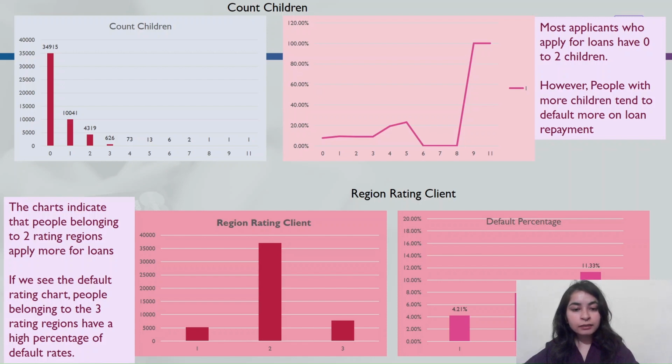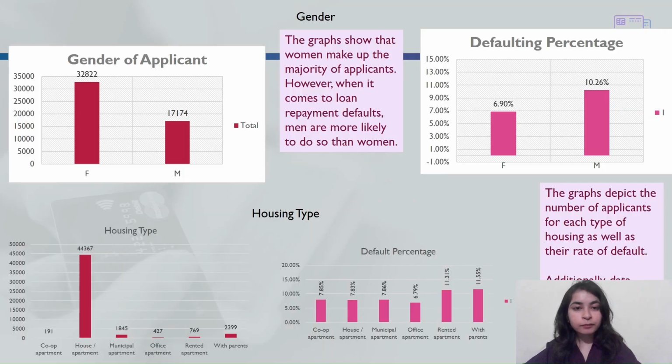Region rating client: it depicts that the majority of our clients are from region rating 2. And if we see the defaulting percentage, the majority defaulting is 3, but 2 is somewhere average. So I think 2 is the best population for the bank to try with. It will be a good bet.